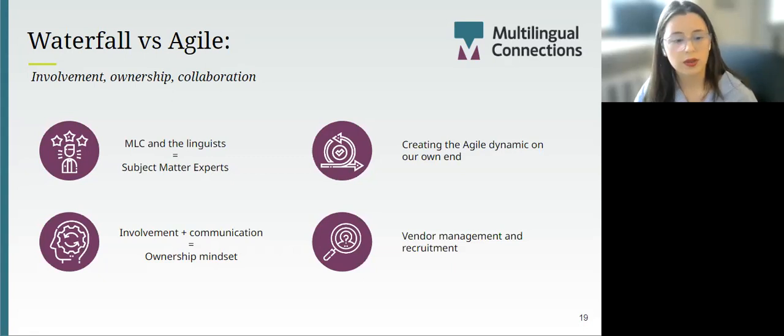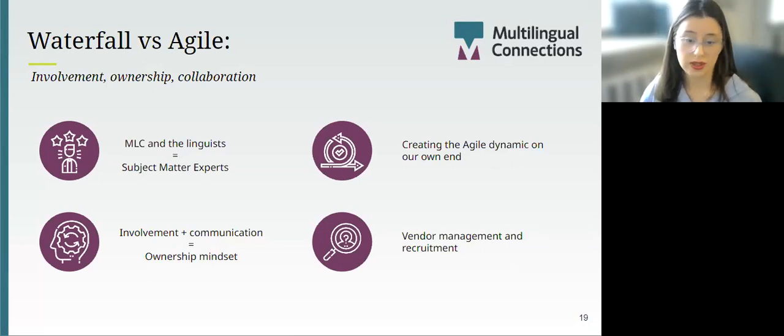And a waterfall process might still need new recruitments, of course, but might not necessarily demand as much communication, since it's the traditional way. A lot of people are used to this, and they kind of already know how the process really works out.